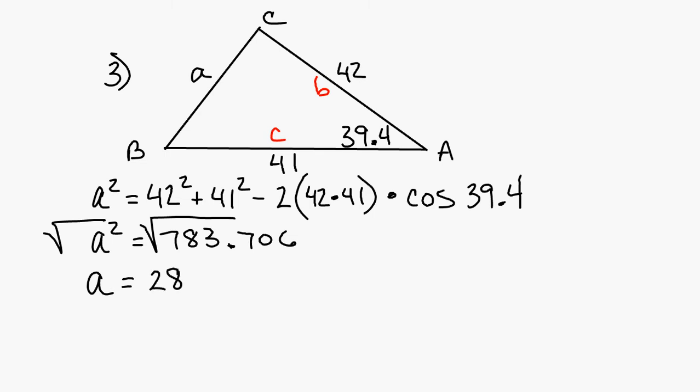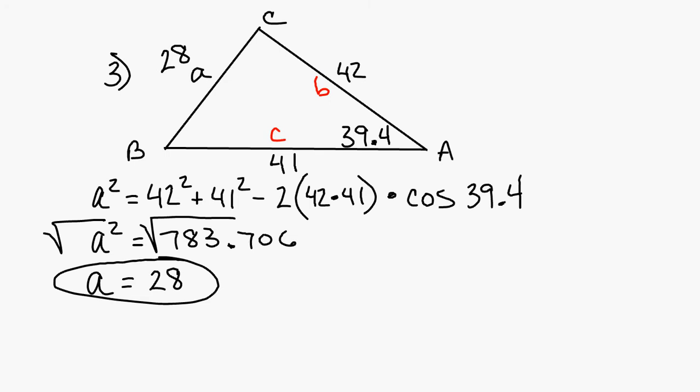So this side A would be equal to 28. Now that you know all three sides of the triangle and one angle, you can do law of sines to find angle B, and then you could subtract from 180 to find angle C. So your next step is the same as the last problem.